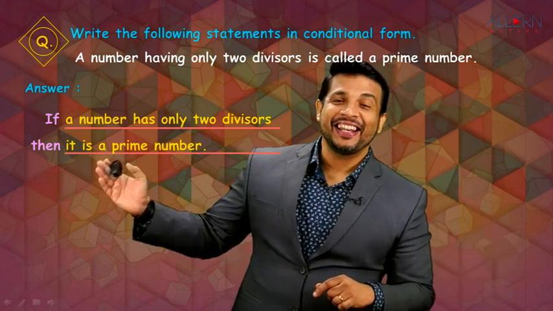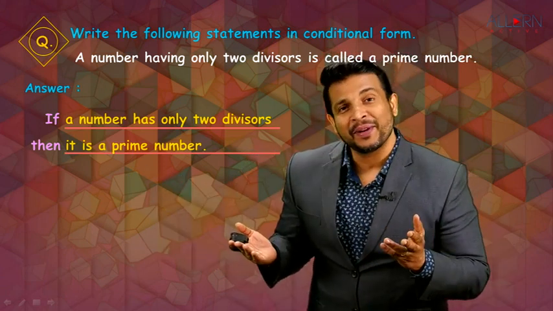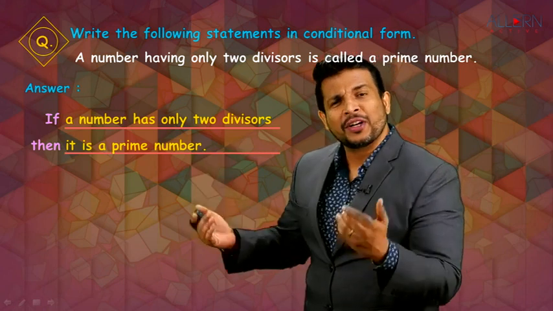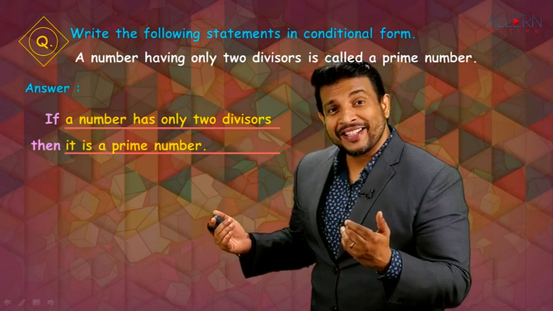That is, then it is a prime number. It is so very simple, right? So it's very simple. It's all about English. We know that we have a statement. We just wrote it in the if and then format. Was that easy? Very easy, right?